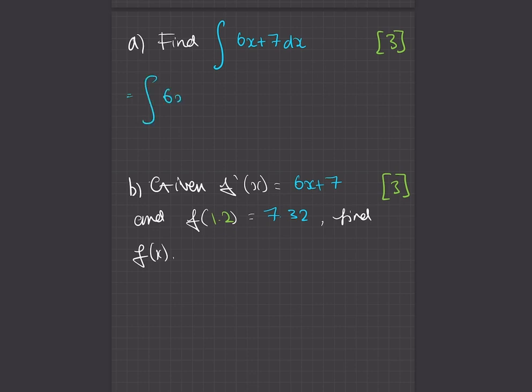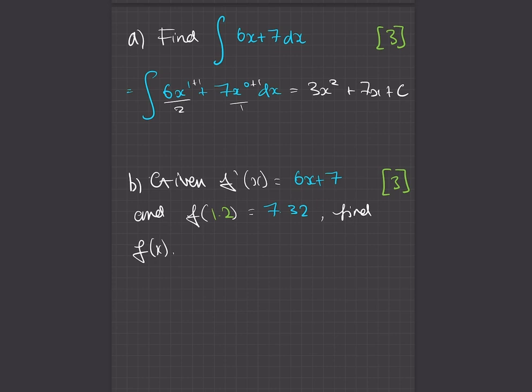So if we rewrite this in a more helpful way, we can say that this is 6x to the 1 plus 7x to the 0 dx. And if we apply the same thing, we add 1 here, but then divide by 1 plus 1, which is 2, so what we get is 3x squared plus, and then add 1, divide by 1, 7x. And don't forget that cheeky constant of integration, plus c. So that's the answer. If you want to double check, if you differentiate this, you should get the same thing. So we're all good.